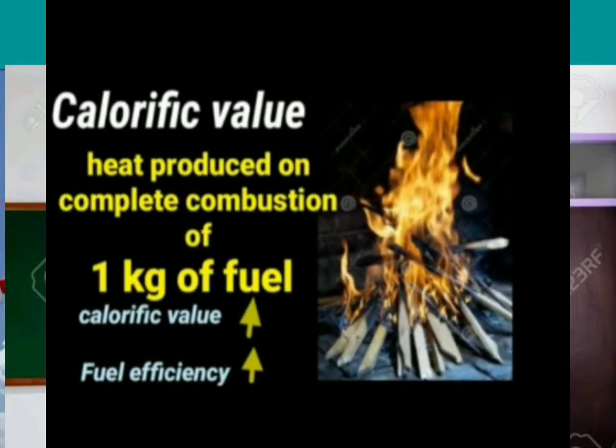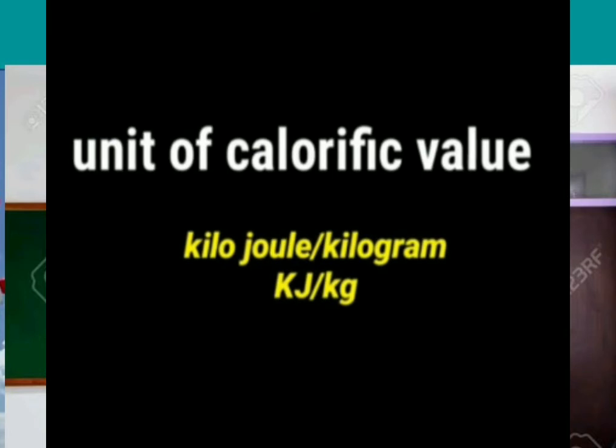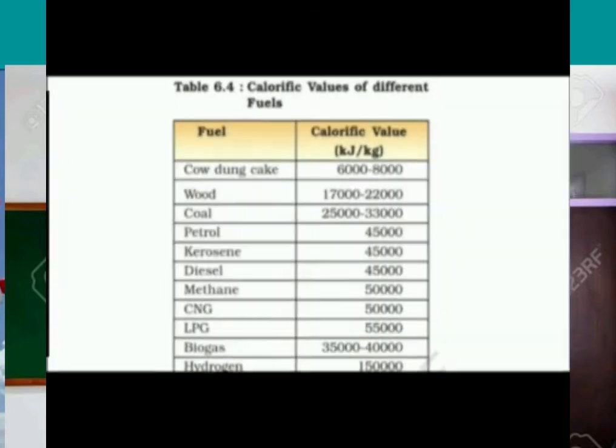Next, fuel efficiency. The amount of heat energy produced on complete combustion of 1 kg of a fuel is called its calorific value. The calorific value of a fuel is expressed in a unit called kilojoule per kilogram. Calorific values of some fuels are given in the table. Hydrogen is the most efficient fuel in terms of its calorific value.